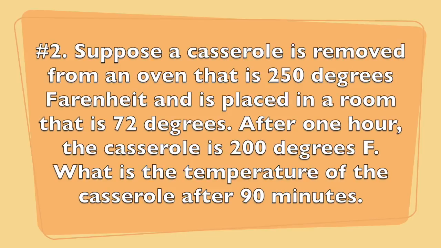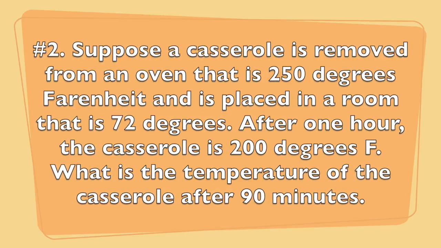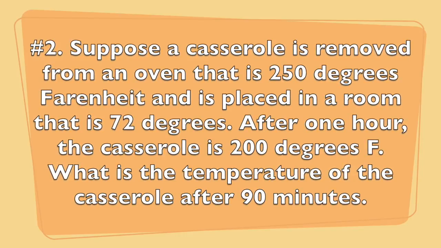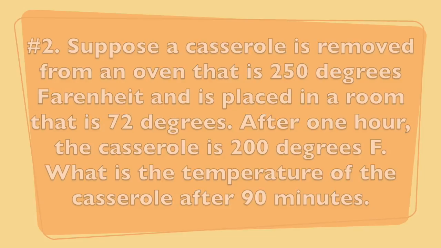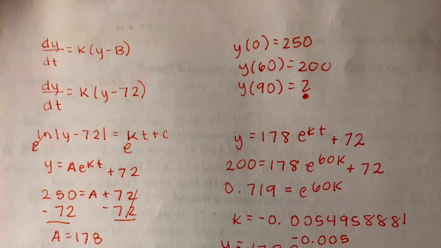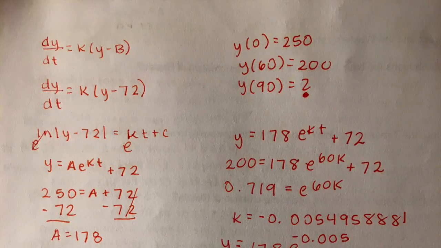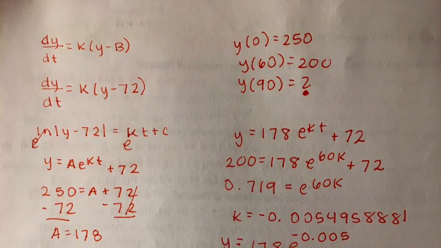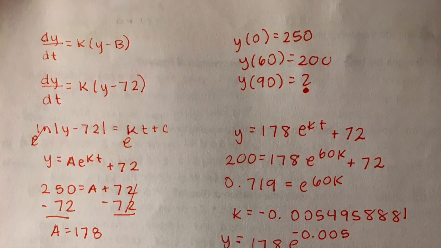Okay, let's move to example number 2. Suppose a casserole is removed from an oven that is 250 degrees Fahrenheit and is placed in a room that is 72 degrees. After 1 hour, the casserole is 200 degrees Fahrenheit. What is the temperature of the casserole after 90 minutes? You're going to use the Newton's law differential equation of heating and cooling, which is dy/dt equals k times (y minus b). The constant temperature in the room is 72 degrees Fahrenheit, so that takes the place of our b.